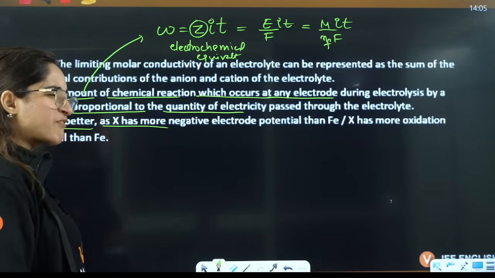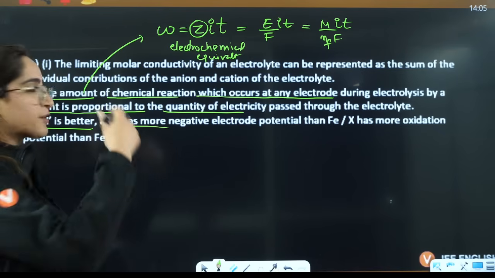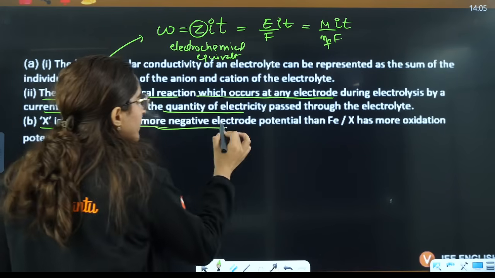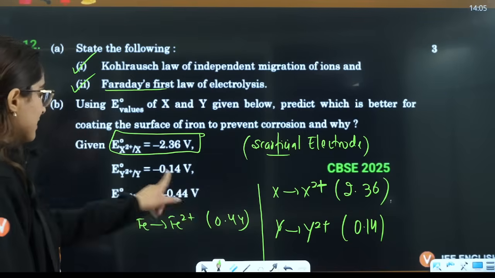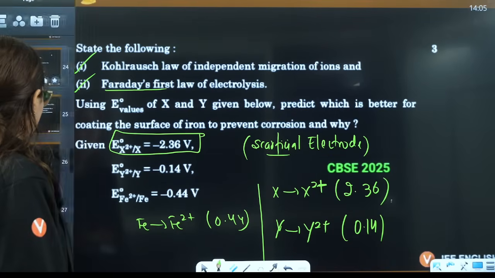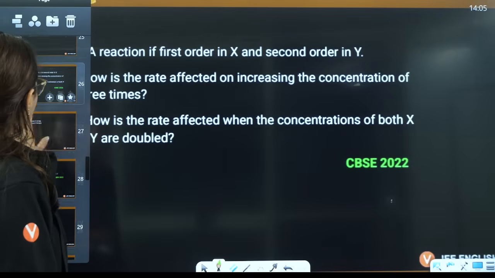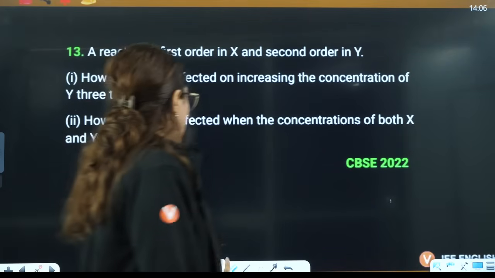No, ma'am. X can never be better, ma'am. Beta X electrode, right? As X is more negative, right? You can answer that. Okay. So answer it this way properly. Okay. Now next question here.